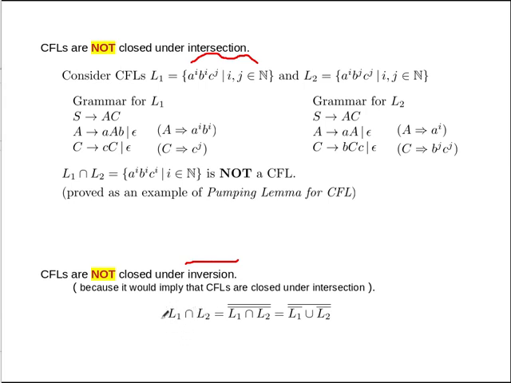So if we take any two CFLs L1 and L2, this will mean that their intersection will be a CFL, but that is not the case, which we have proved here, right? So we have a contradiction. That is why it is false that CFLs are closed under inversion. Okay.